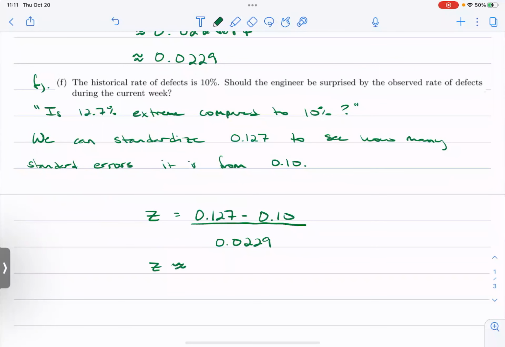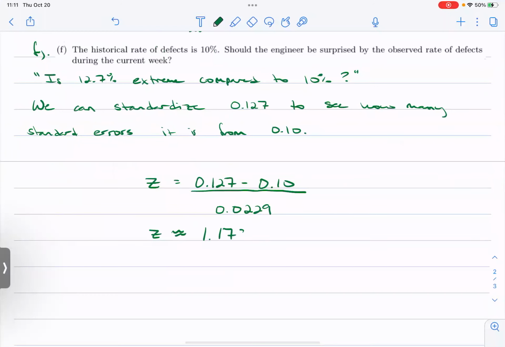If I do this, I get a Z of roughly 1.179. What does this mean? It means that 0.127, which we saw, is 1.179 standard errors away from 0.1. In terms of classifying something as extreme or not, we use a guideline of more than 2 standard errors away as extreme. So this is still within 2 standard errors, and so we say that's fine, that's within the expected range.